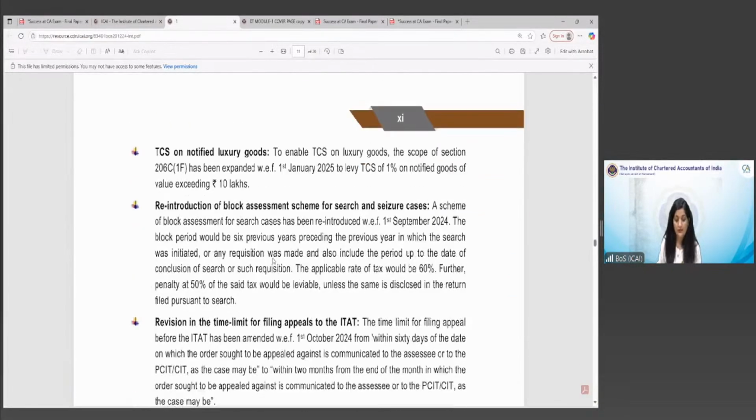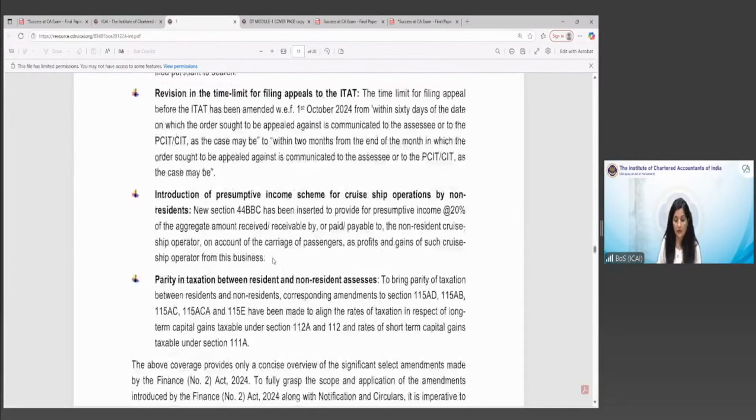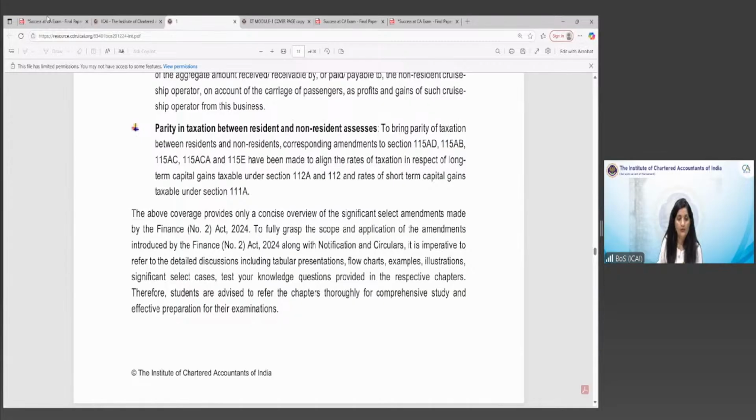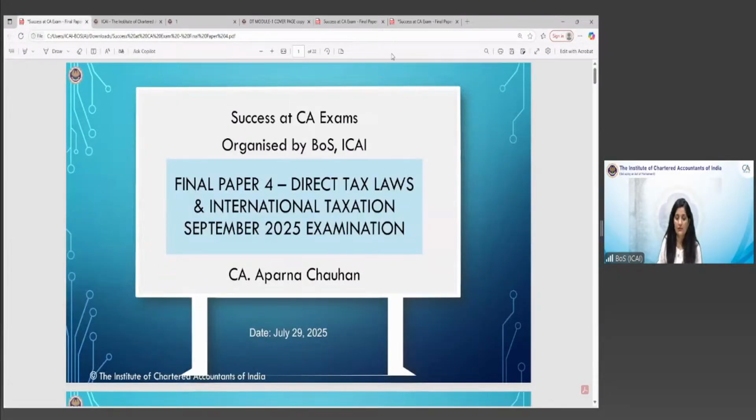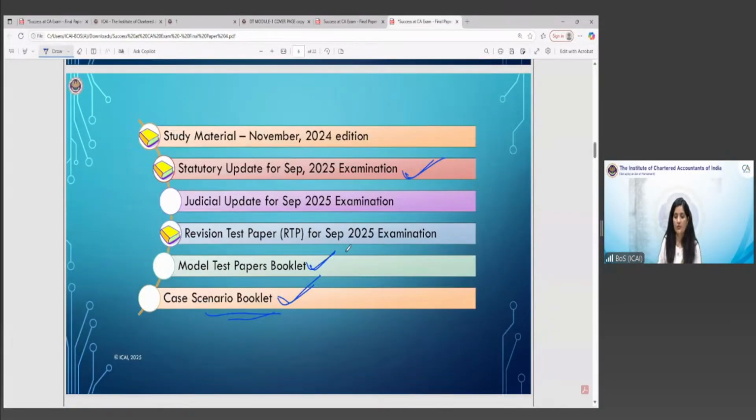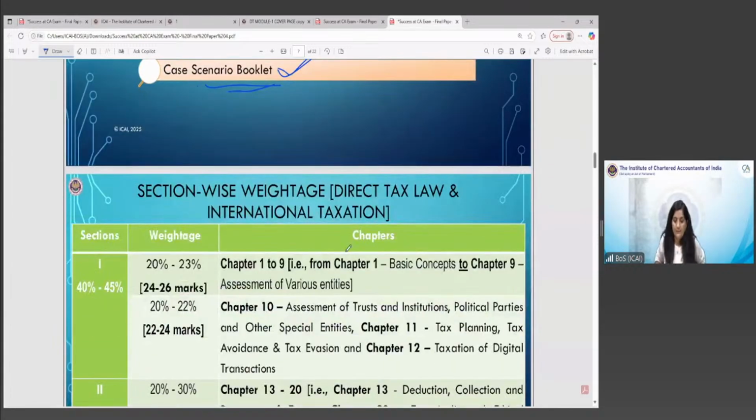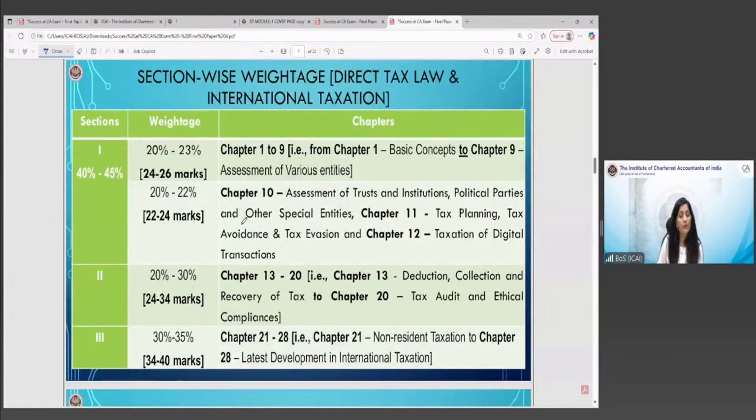Okay, so from here you can just go through the amendments. Now the next thing is section-wise weightage. If I am talking about your section-wise weightages, this paper, broadly speaking, is divided into 3 sections.